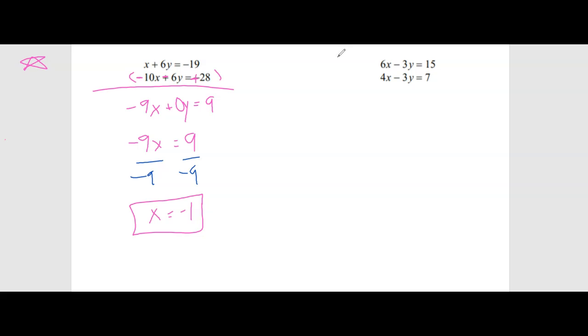And it just depends on whether those coefficients are the same. In this case, it was our 6's. These 6's had the same sign. So if I added them together, I wasn't going to get 0. I was going to get 12. But if I subtracted, that would give me 0 y's.